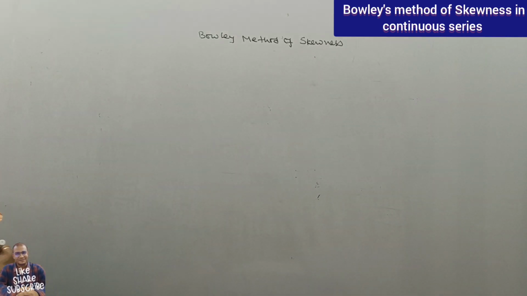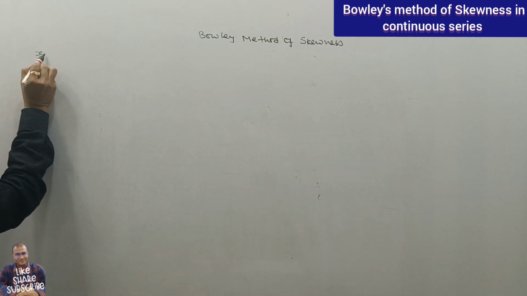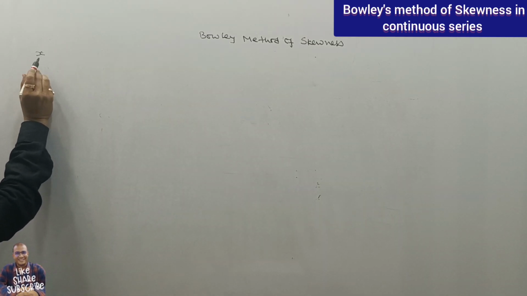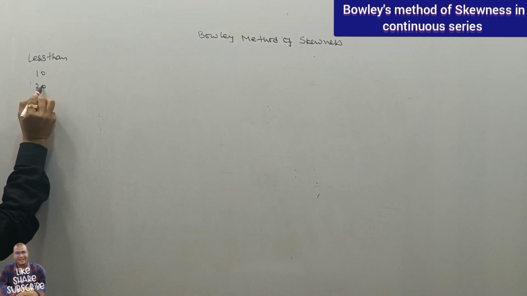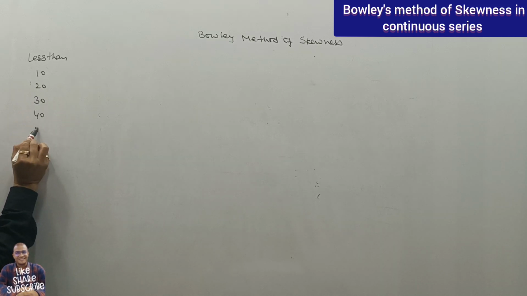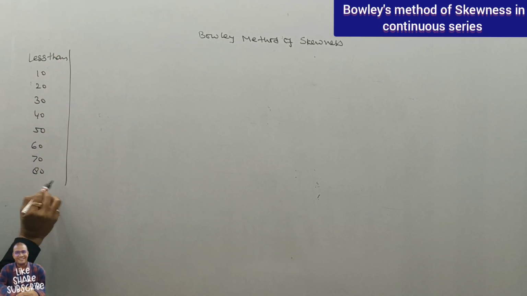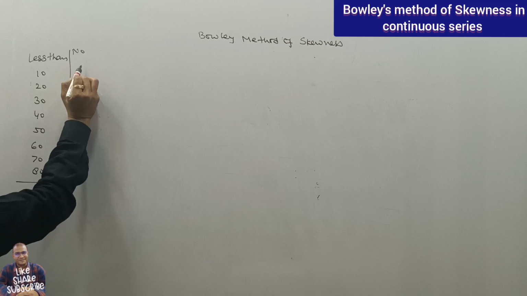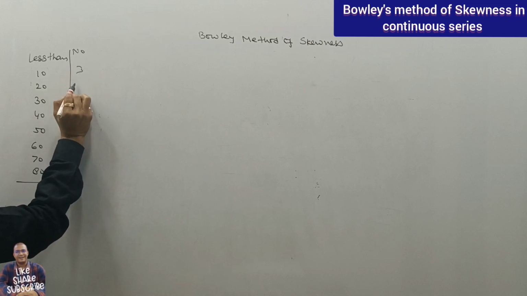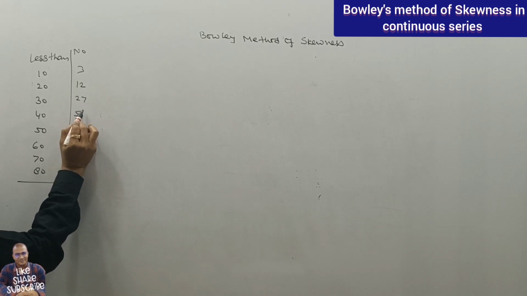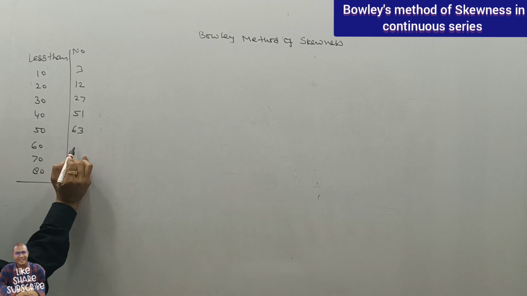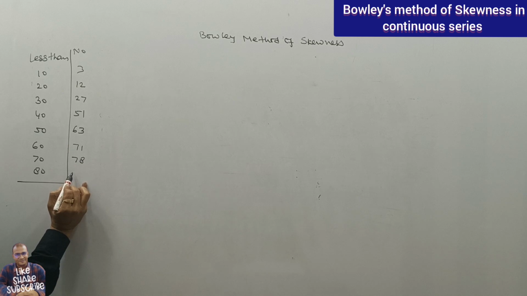So I have another question for the continuous series: less than 10, 20, 30, 40, 50, 60, 70, 80 is given. The number of items less than these values is given as 3, 12, 27, 51, 63, 71, 78, and 83.